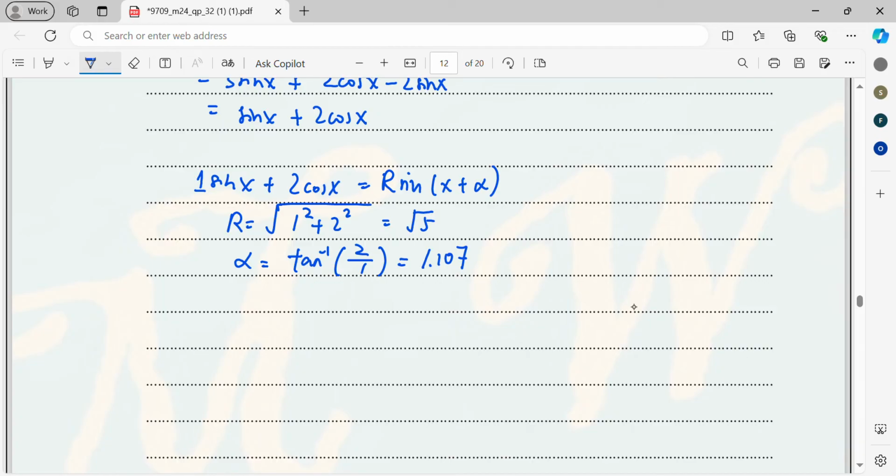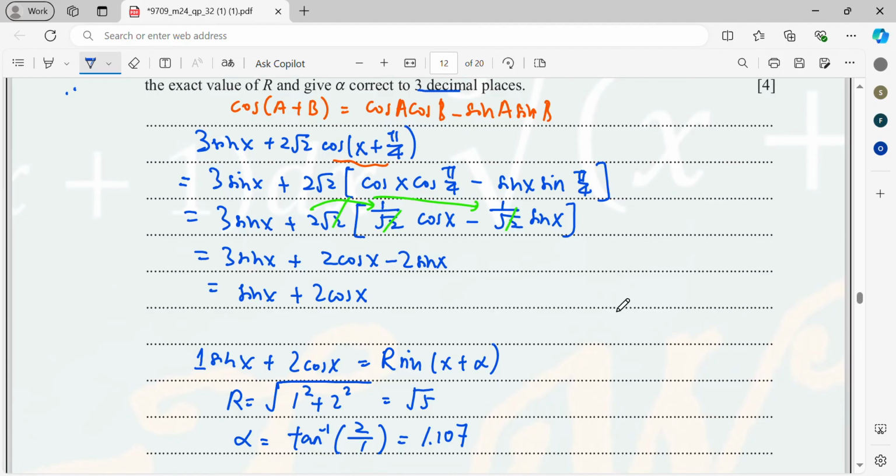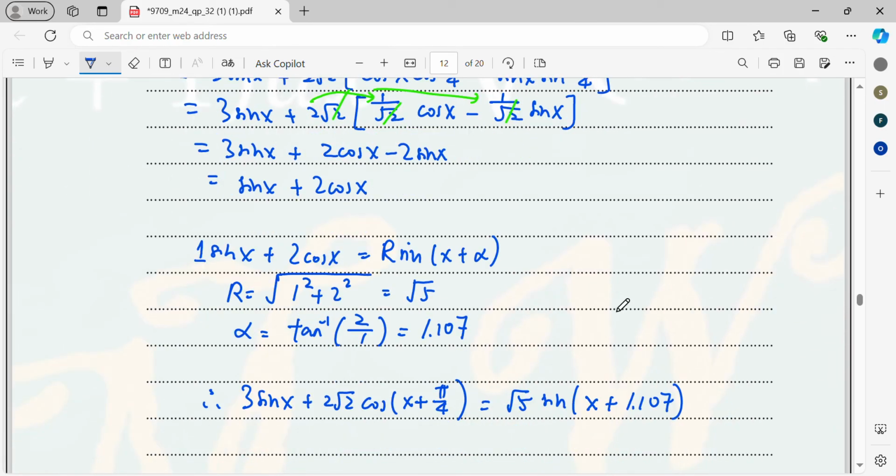So then, just rewrite 3 sin x plus 2 square root 2 cos of x plus pi over 4 equals, my r is square root 5, then sin of x plus the alpha is 1.107. So that is the solution of this question.